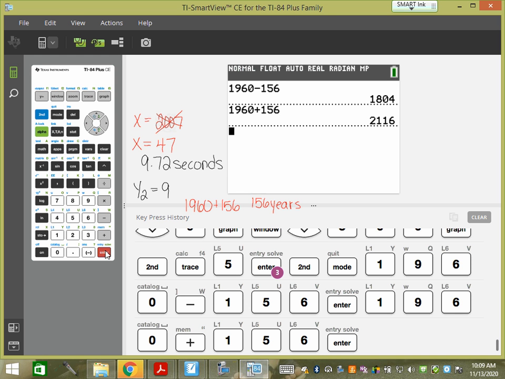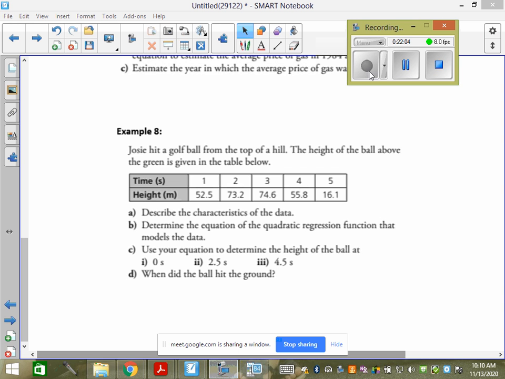So we're going to skip example 4 and example 5, the big kahuna ugly one, and 6. I want you to go to example 8. We're just going to do number 8. We're going to read this one, and then you guys are going to try it. Josie hit a golf ball from the top of a hill. So she's on a hill, she hits a golf ball. The height of the ball above the green is given. So she hits a ball off the hill, it lands on the green below.